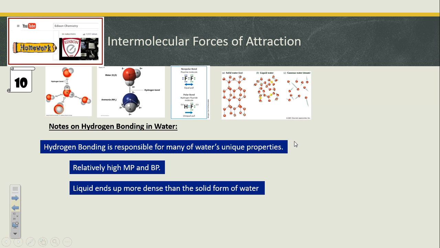Liquid ends up more dense than the solid form of water. It's a good thing, because otherwise all them fishies in the oceans and lakes and rivers would get crushed when winter rolled around, and we wouldn't have anything to fill out the bottom levels of our food chain.